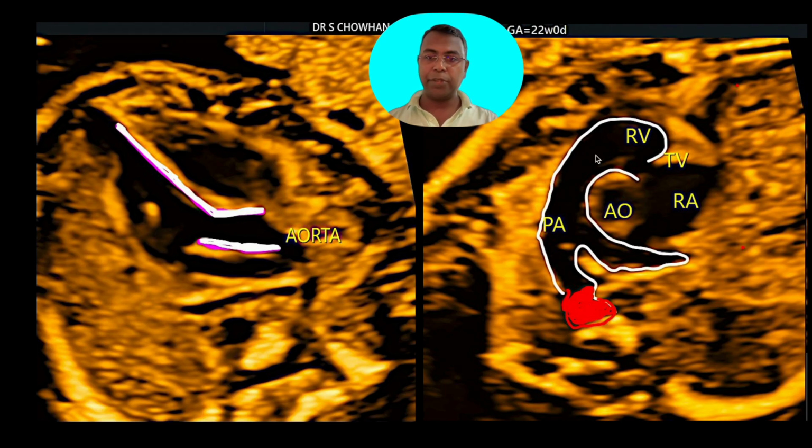The difference between the RVOT and the LVOT, that is the aorta and the pulmonary artery, is that the aorta does not branch immediately above the valve, but the pulmonary artery branches immediately above the level of the valve.